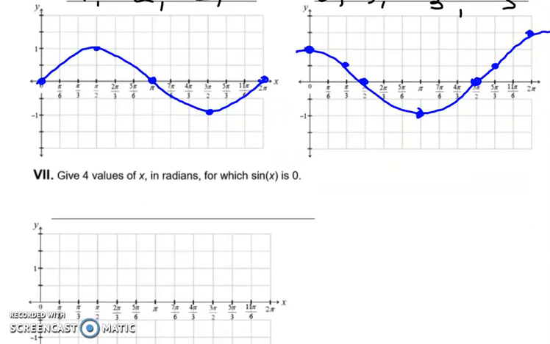So for what value of x in radians is sine of x equal to 0, we're going to have 0, pi, 2 pi, and 3 pi, as that cycle keeps going.